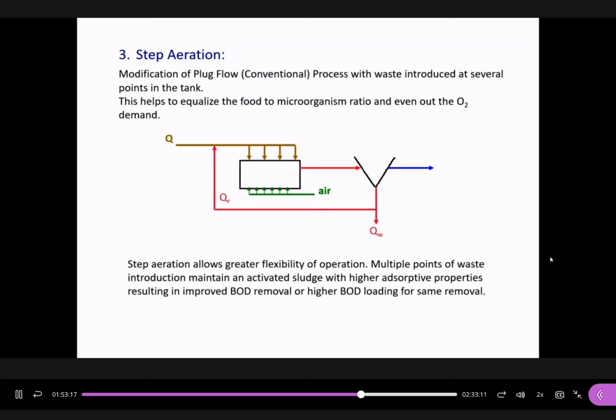And that's a problem in some cases because the oxygen requirement is high at the front because you have high concentration. By introducing the waste along the tank, you can average out the demand. This is step aeration. Step aeration allows greater flexibility of operation.